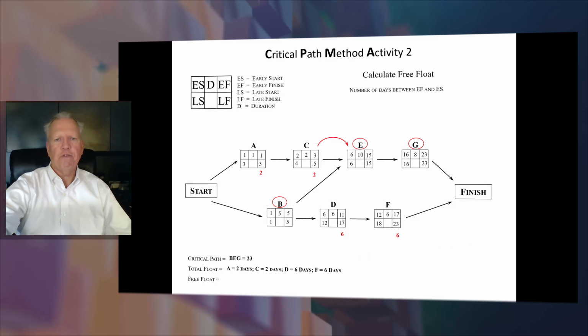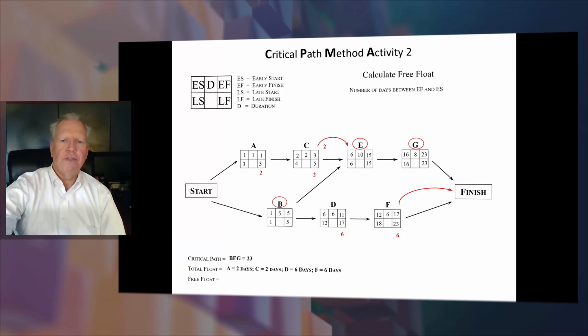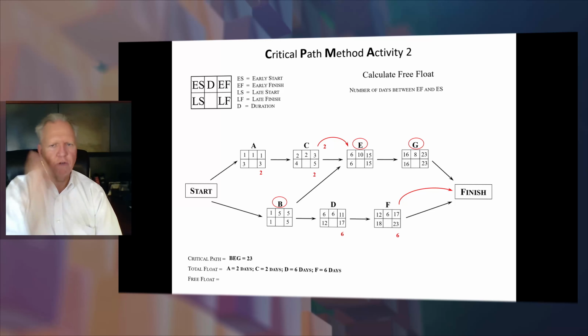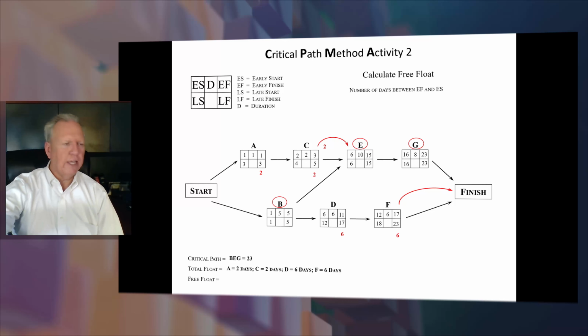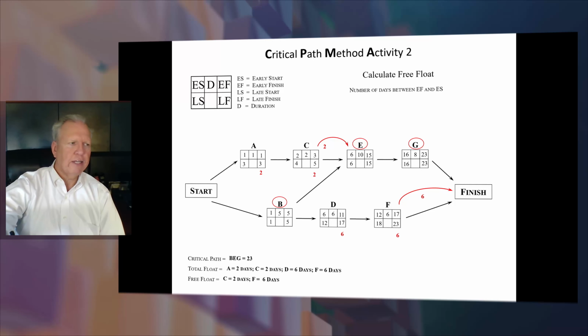Then go ahead and look at free floats. That should give you 2 days, May 4th and May 5th. And then F is kind of a trick question because day 18 through the end of day 23. Remember, your last day on your project is a full work day. So that's 6 days of free float is what that's called. So that's what activity 2 should look like. Okay, you can stop the video and double check your answers.